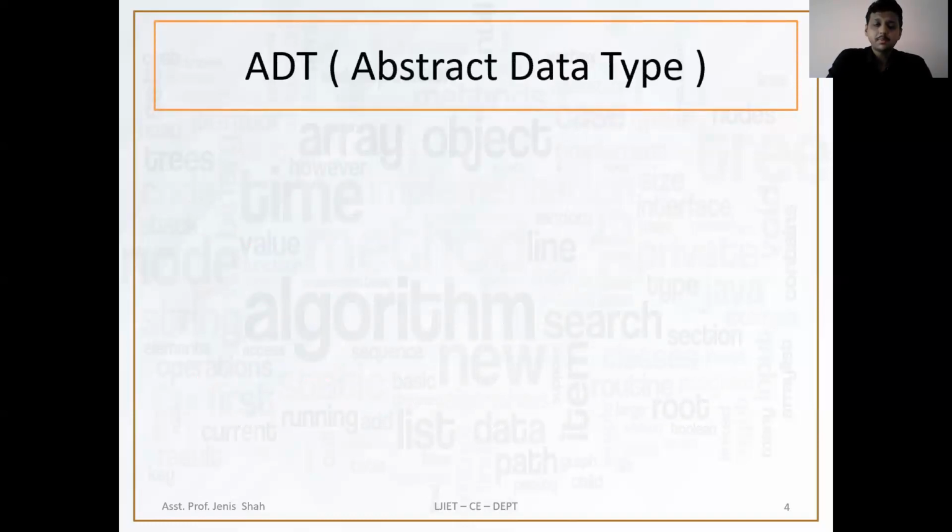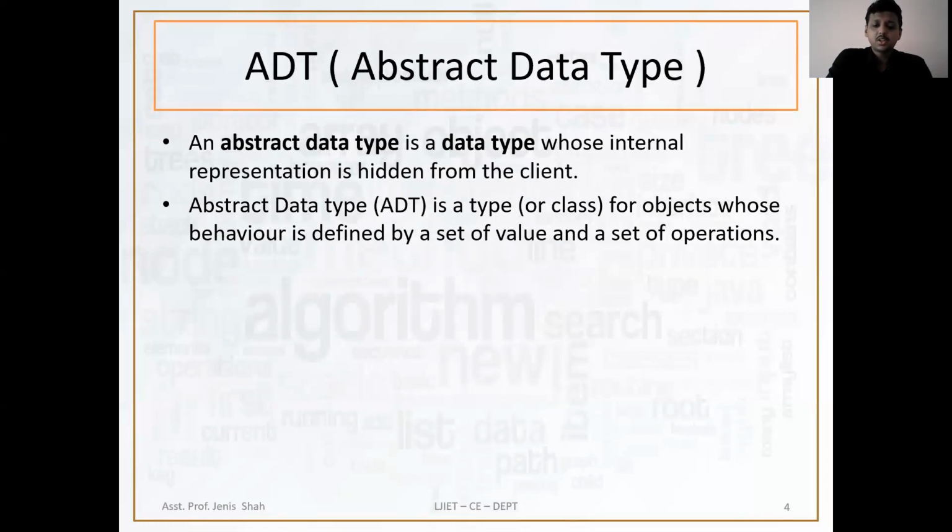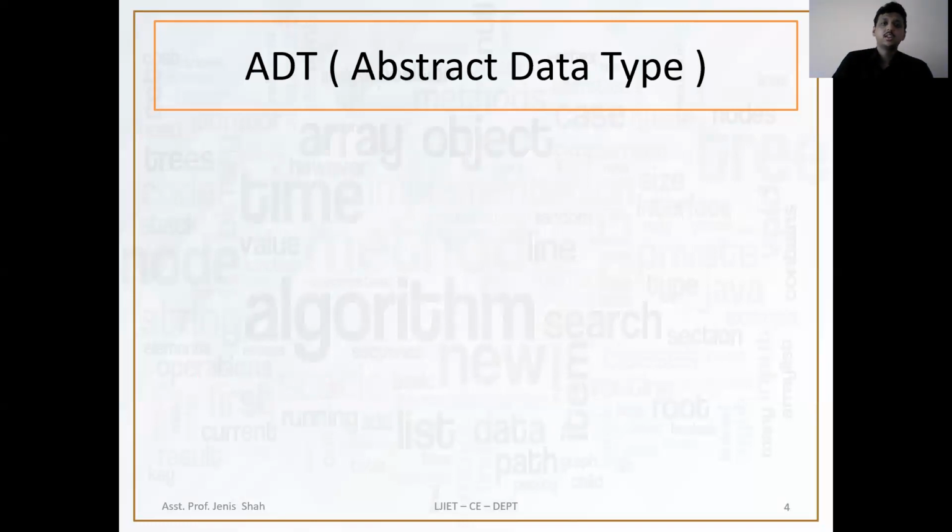Moving forward to the next topic, abstract data type. Abstract. Can anyone tell me what you mean by abstract? Let's start with the word abstract. Have you ever thought about it? Abstract means a brief overview. You should not go into detail, but simply have an overview. That is known as abstract.